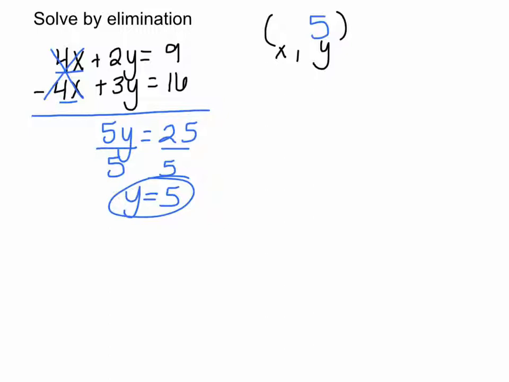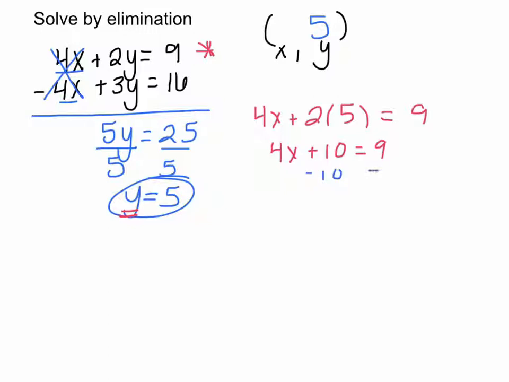Now I'm going to pick either equation, and I'm just going to pick this top one because it has fewer negatives. And since I know the value of y, what I'm going to do with that equation is take y and make it a parentheses. And in that parentheses, I'm going to fill in the value of y. So what I really have right now is 4x plus 10 equals 9. To solve this, I'm going to subtract 10 from both sides, and I have 4x equals negative 1.